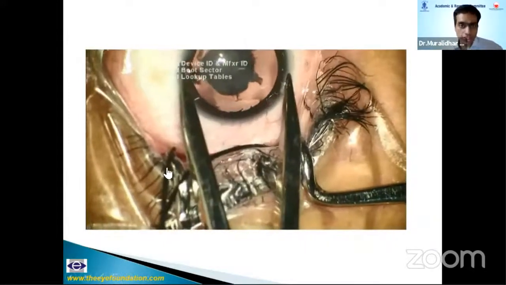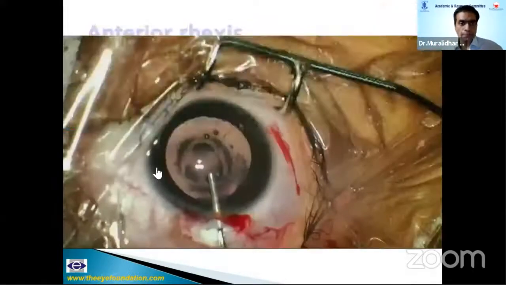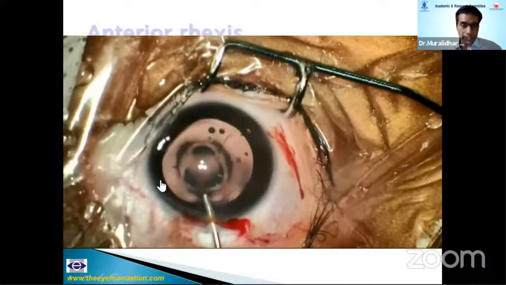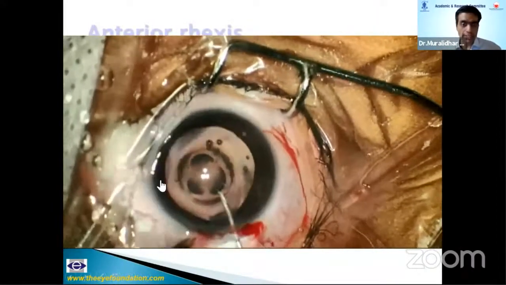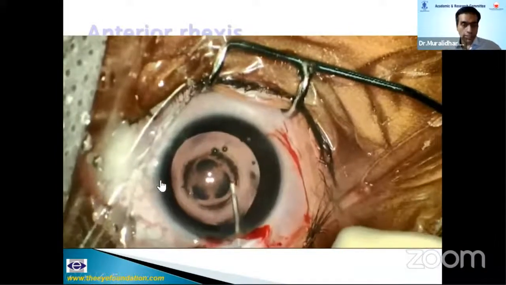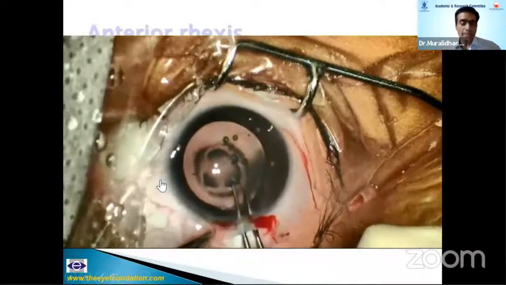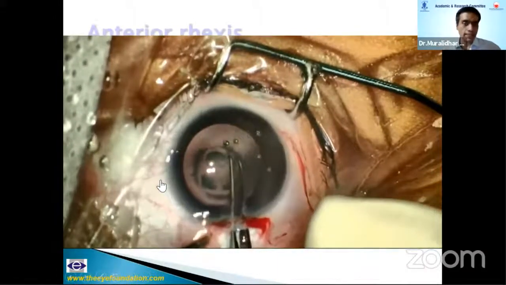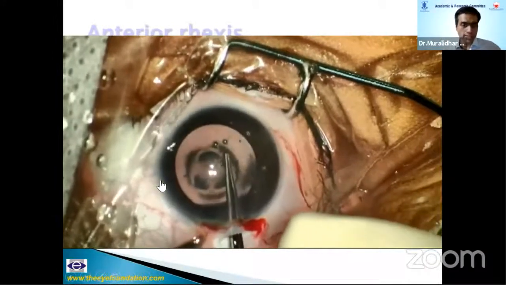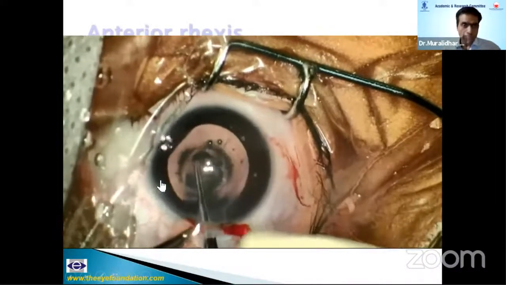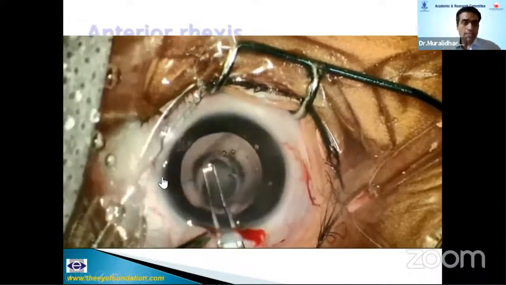So the first step is to measure the white-to-white diameter. And I use a temporal scleral tunnel. I've shifted to using a temporal scleral tunnel. The key to doing a rhexis, this is arguably the most important step in pediatric cataract surgery, because if you don't get an intact rhexis, if you don't get a round rhexis, you are in for a lot of trouble, and manual CCC is the best.